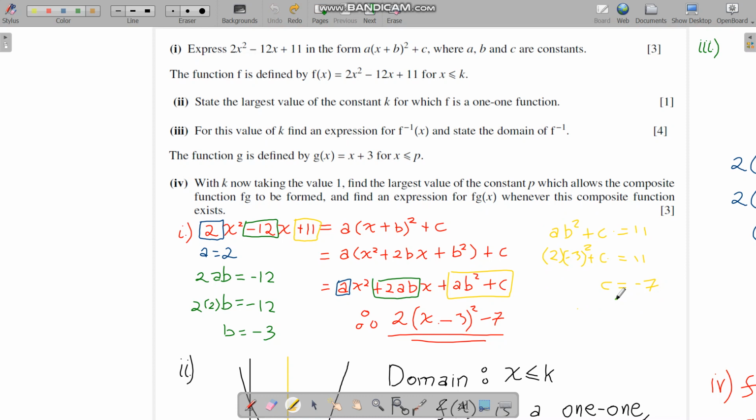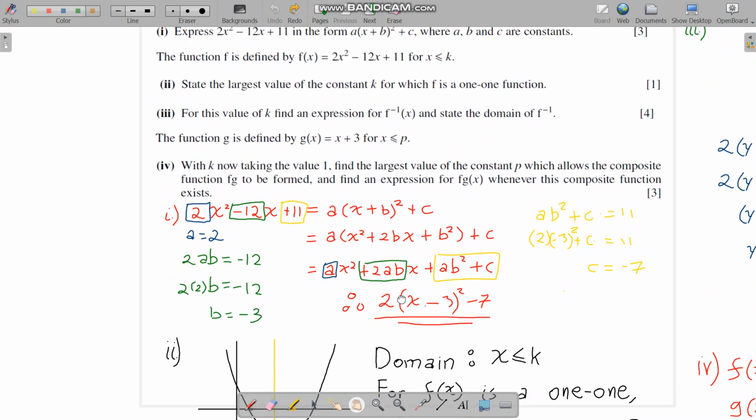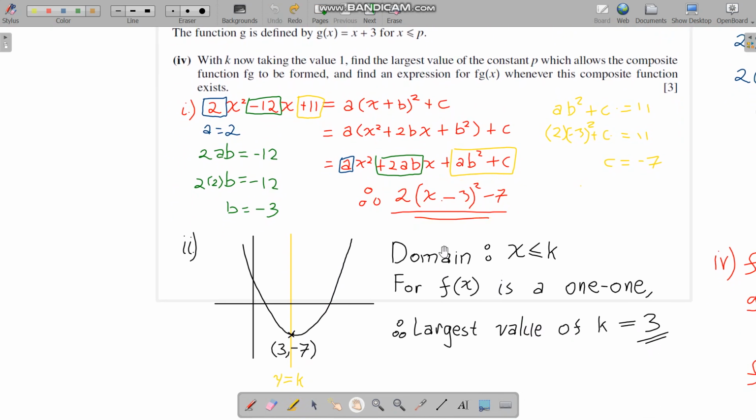Number 2, the function f of x is defined as this. State the largest value of the constant k for which f is a 1-1 function. So from part 1, this is in the vertex form, and from this vertex form we can find the vertex easily, which is (3, minus 7). So (3, minus 7) is the vertex. We know the vertex from this vertex form function.